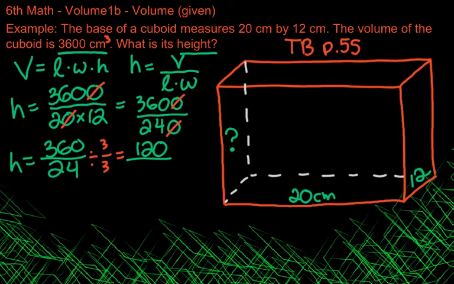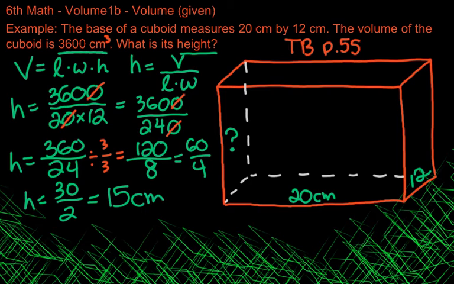And then how many times does 3 go into 24? Well, let me think about my times tables. 3 times 5 is 15. 3 times 6 is 18. 3 times 7 is 21. 3 times 8 is 24. So that's 8. Now, again, there are plenty of ways to do this, and I could just keep halving these numbers until I can't have them anymore. Half of 120 is 60, and half of 8 is 4, and h is equal to half of that is 30 over 2, and so the result is 15 centimeters.